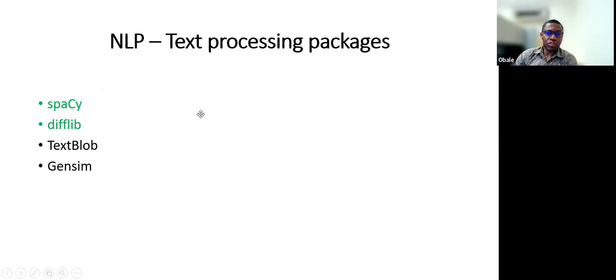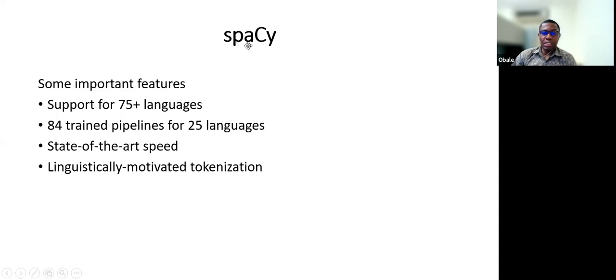So some very common packages that are used for text processing include spaCy, Difflib, TextBlob, and Gensim. spaCy is an open source and free package that is very useful for text processing. Some of the important features of spaCy include that it supports over 75 languages, and it has up to 84 trained pipelines for 25 languages.